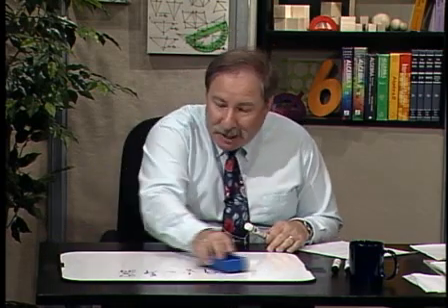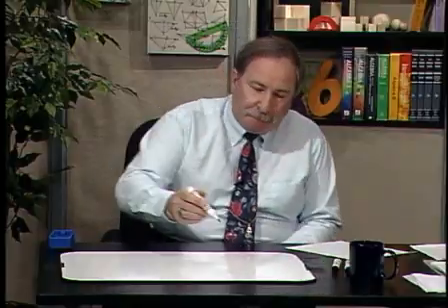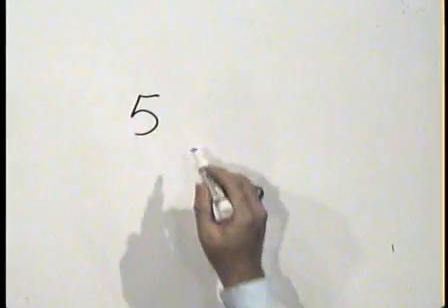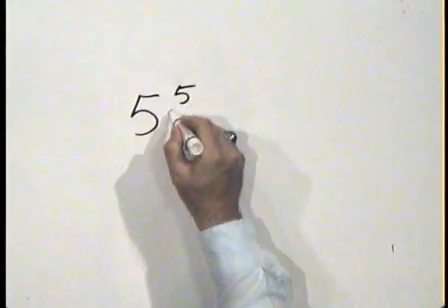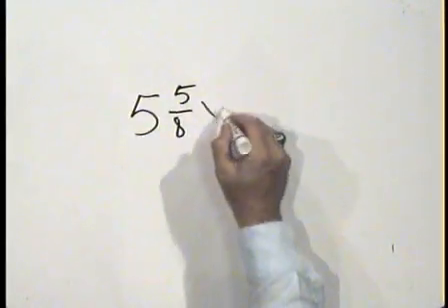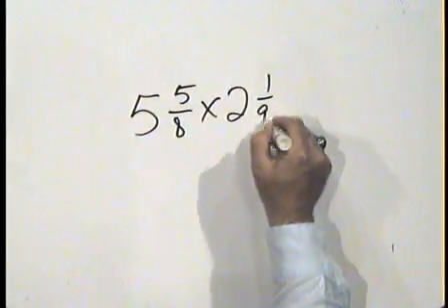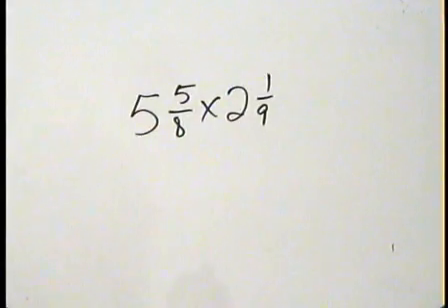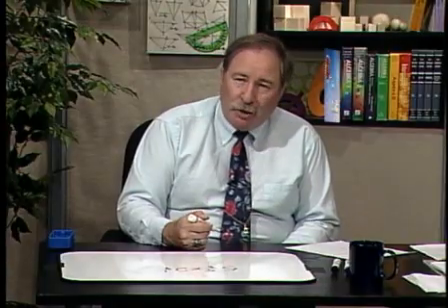Okay, let's try a multiplication problem and see if you recall from the previous lesson how to do that. 5 5/8 times 2 1/9. Go ahead and try that. 5 5/8 times 2 1/9. When you finish, come on back, we'll work the problem out.